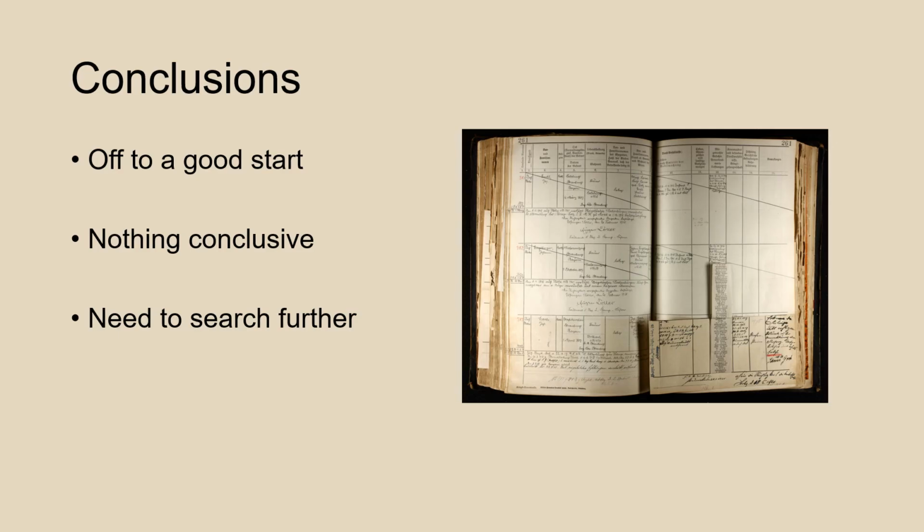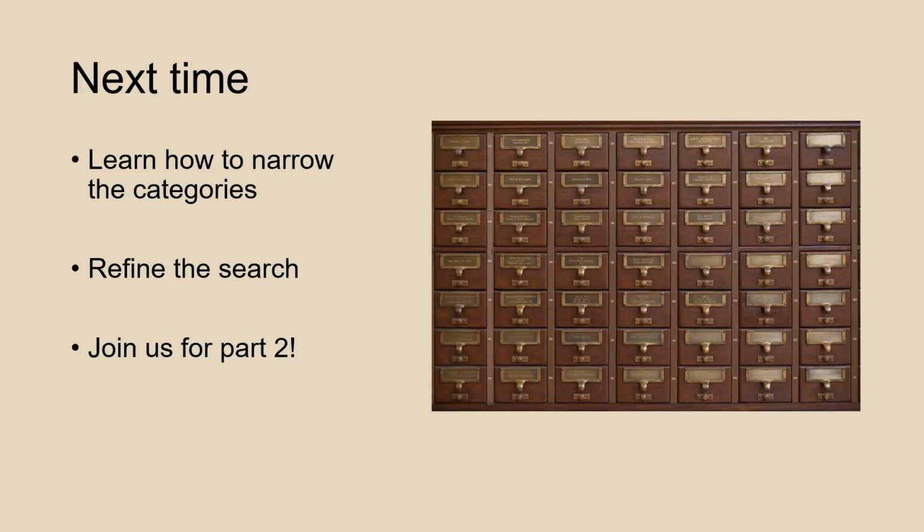So, what did we find out this time around? We got off to a good start. I did find a record that I think might be my grandfather. Nothing very conclusive, so I do think we're going to have to search a little bit farther. So next time, you can join me to learn how to narrow the categories down a little bit, and let's just refine that search a bit more.